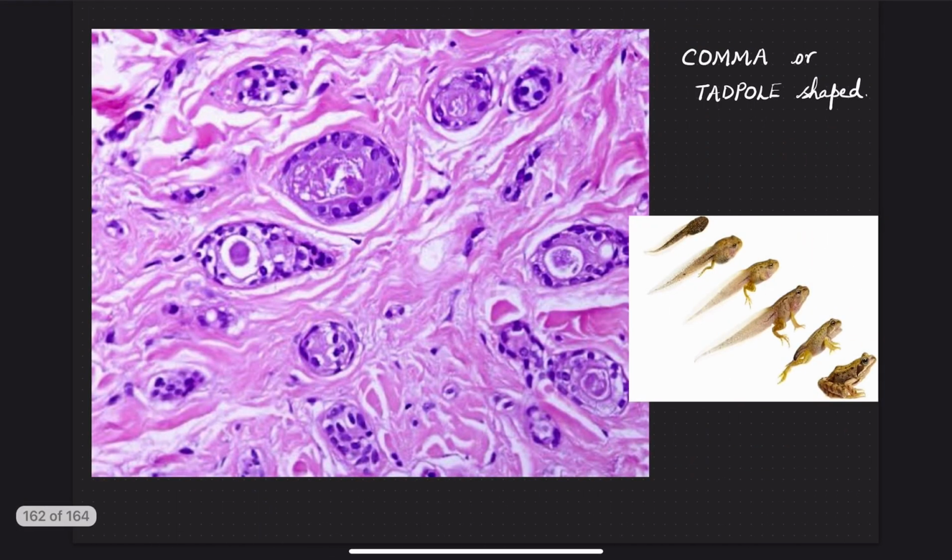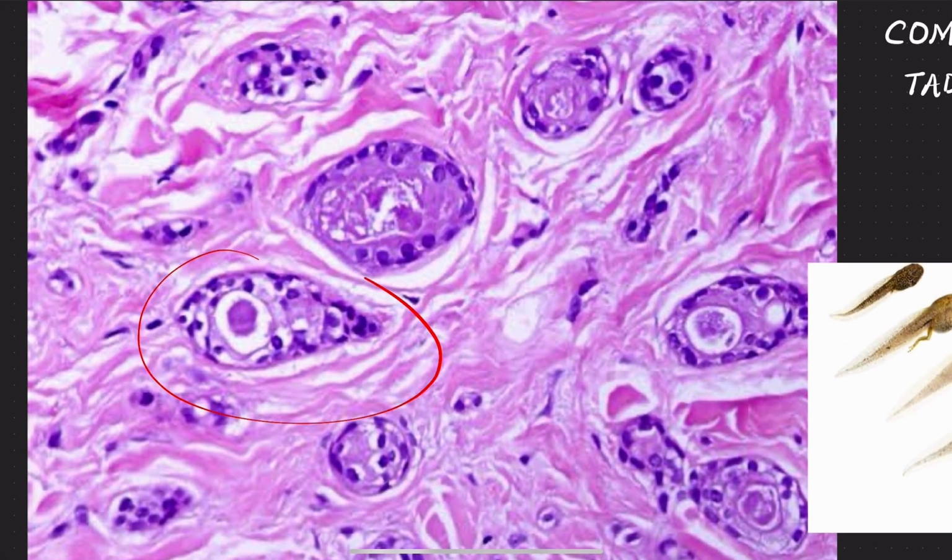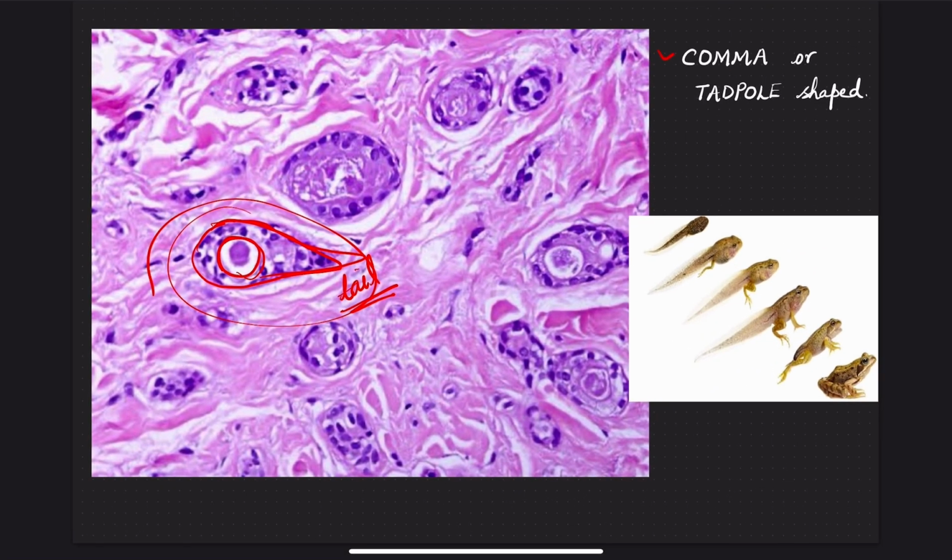In this high power view, you can see the ductule. This is the center, the lumen of the ductule, and these are the epithelial cells around it. These epithelial cells project at one corner, giving a tail-like appearance. It is also called comma-shaped or tadpole-shaped. So it is either comma-shaped or tadpole-shaped.